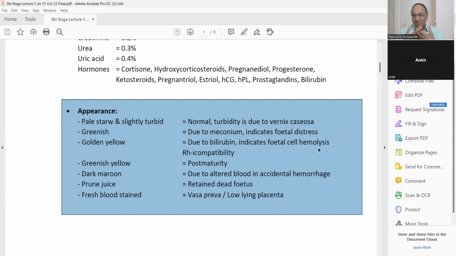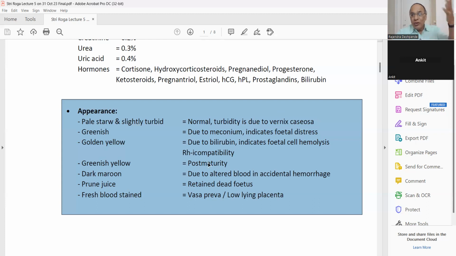It is a mismatch between Rh positive and Rh negative. This is a type of blood group. You know the A blood group, B blood group, O blood group. My blood group is O positive. What is positive? That is Rh positive. We will discuss it. Next, greenish yellow.